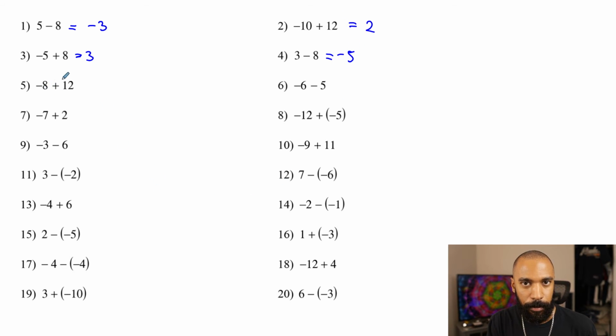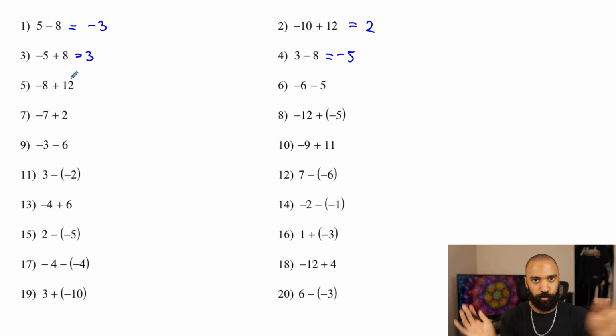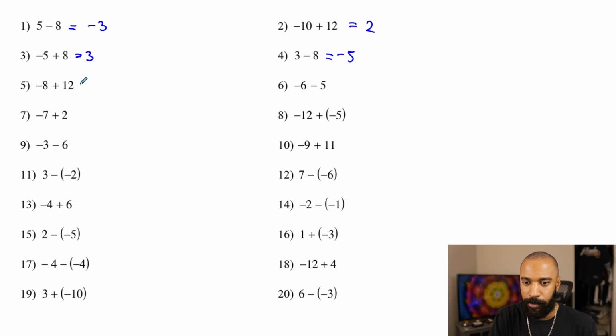Number 5, -8 plus 12. Once again, positive number bigger. Let's just do 12 minus 8. Just reverse them. It's like subtraction, positive answer. 12 minus 8 is 4.